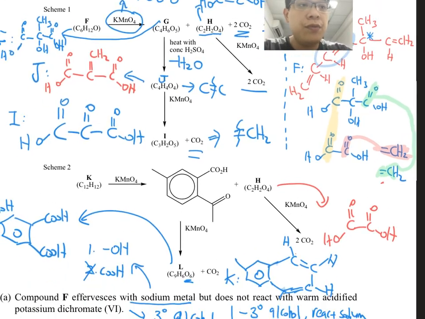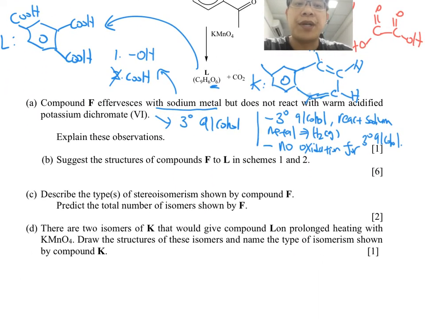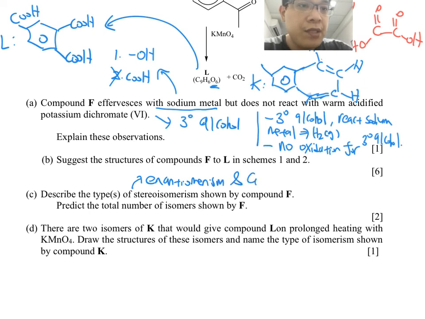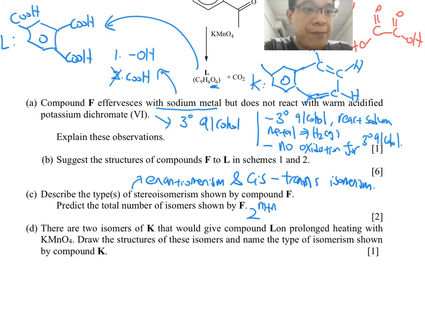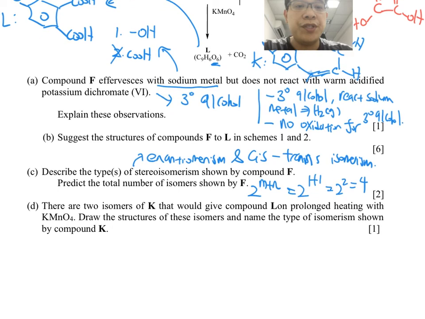So right now we have 2 types of isomerism. That means you can write down, one is called enantiomerism and the other is cis-trans isomerism. Then what is the total number of stereoisomers? You will use the formula 2 to the power of m plus n, because your m represents your chiral centers, your n represents your cis-trans. So this is 1 plus 1, which gives you 2 to the power of 2, which is 4. So total 4 isomers. Move on to the last one.